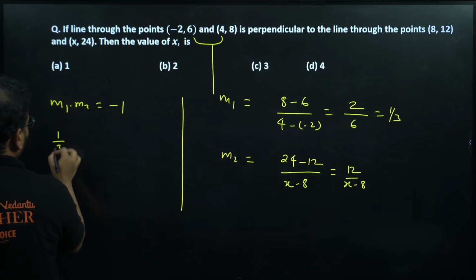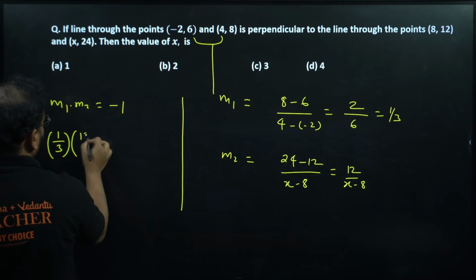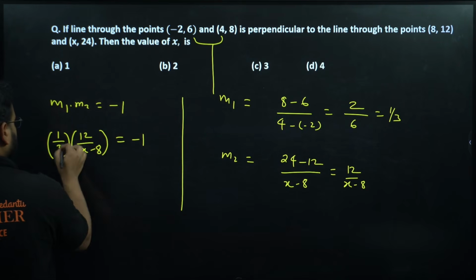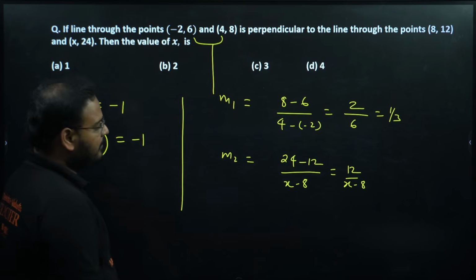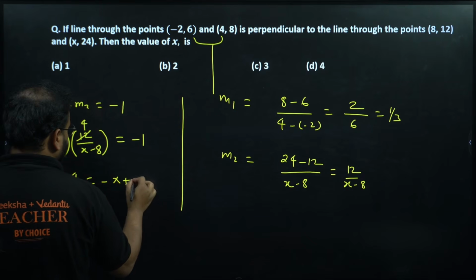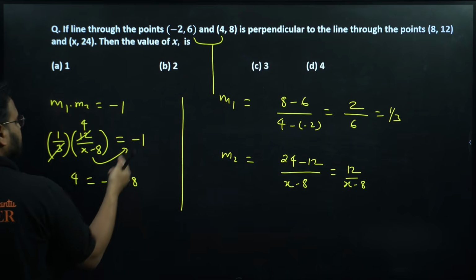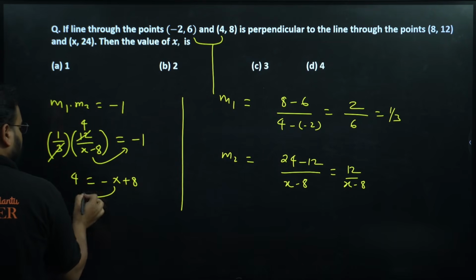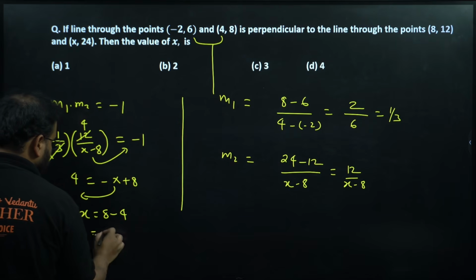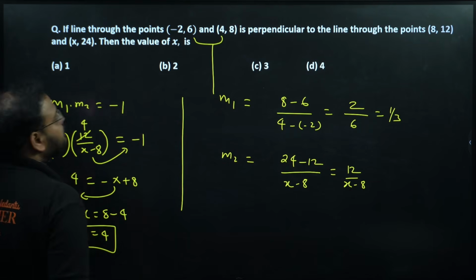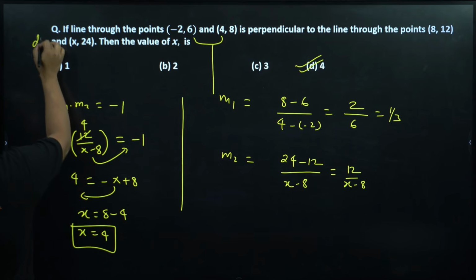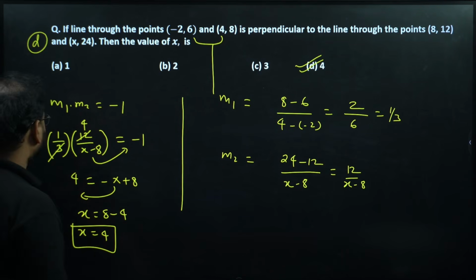1 upon 3 into 12 upon x minus 8 is minus 1. 3 4s are 12, right? So I get this value as 4 equals to minus x plus 8. Cross multiply. Move on this side. X into minus 1 is minus x plus 8. Bring this x over here and 4 over there. We get x value as 8 minus 4. X value is simply 4. So answer is clearly option D.